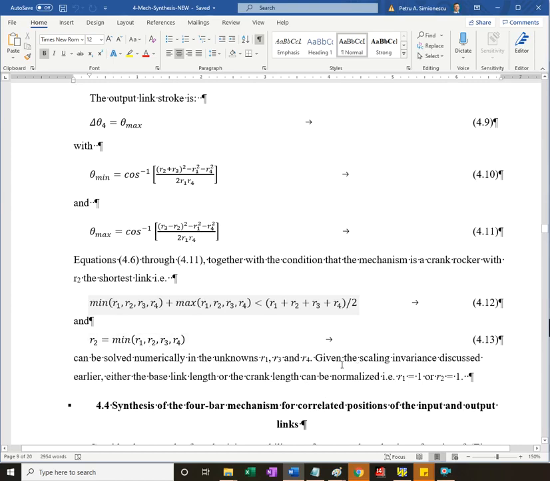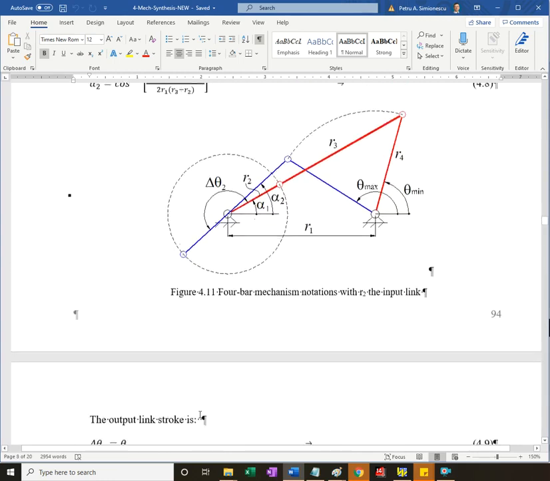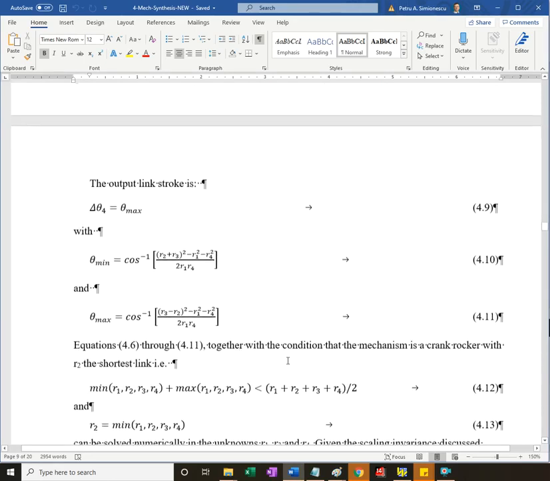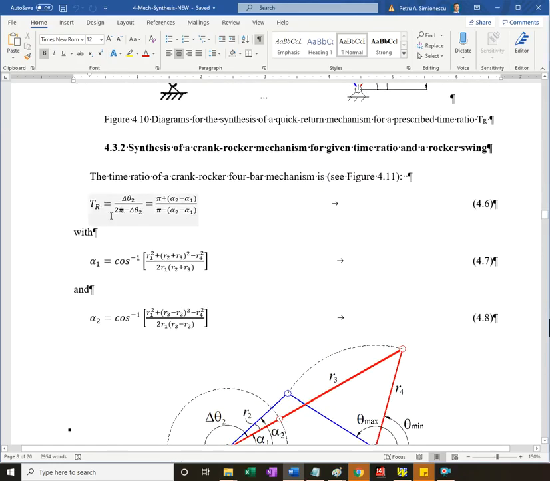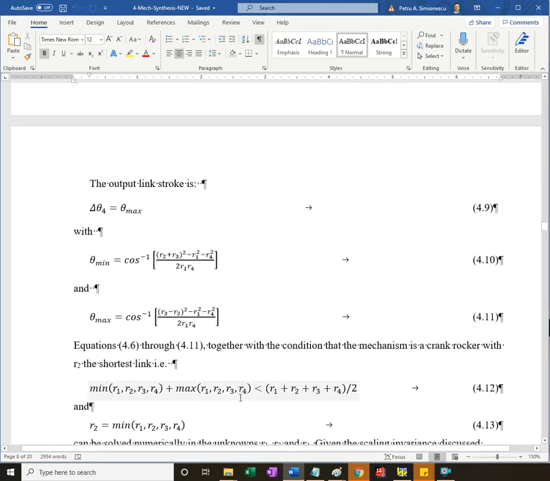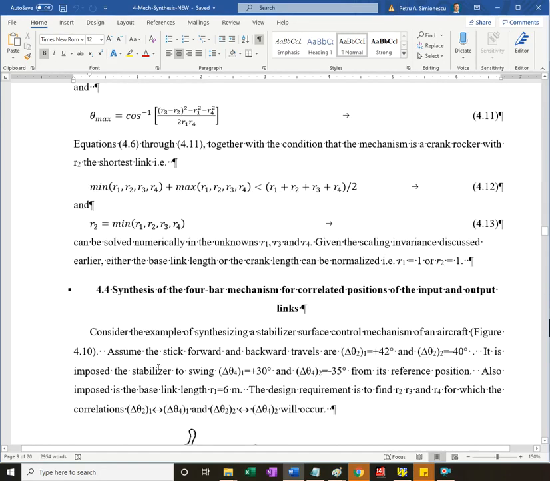There's no other option but to solve it numerically. So these equations, together with the condition for the mechanism to be crank rocker, this way we get the 4 bar with the desired time ratio. If we want, instead, a given angle of swing, then I combine these 3 equations here with the condition for the 4 bar to be crank rocker.